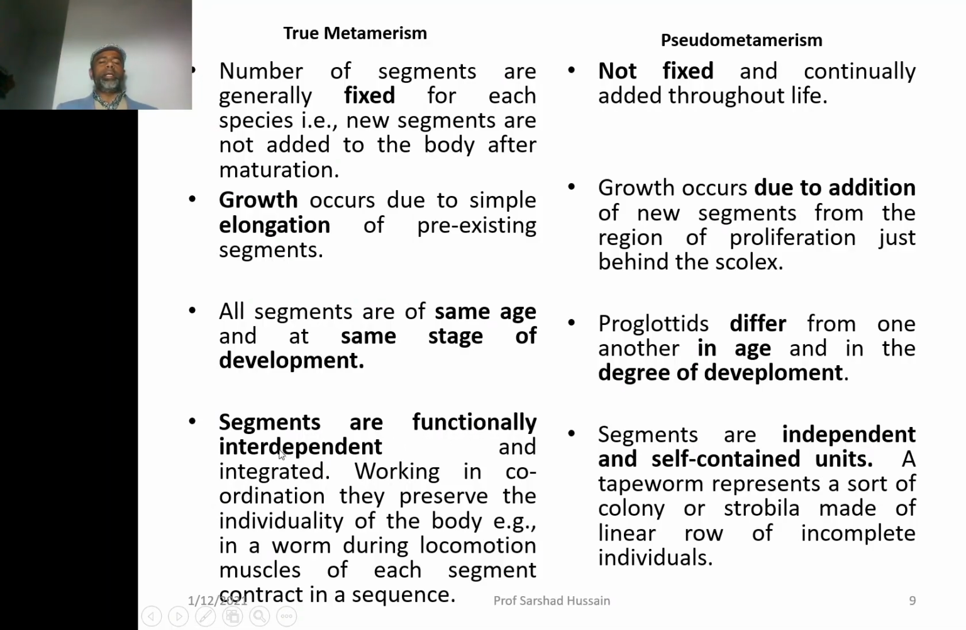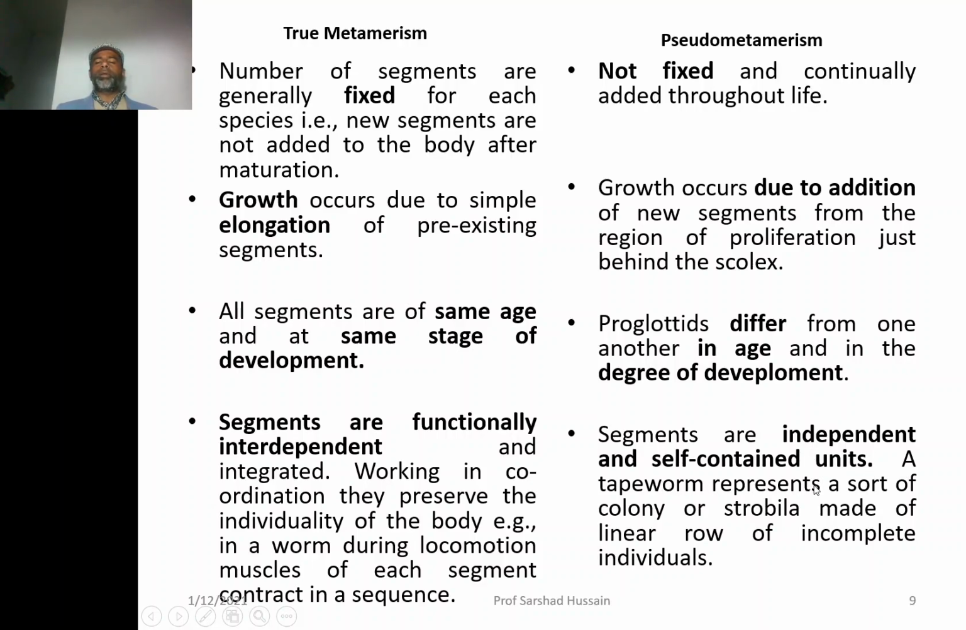Segments are functionally interdependent in true metamerically segmented animals. Though the body is segmented, the segments work in coordination with one another, so they are dependent upon each other. For example, for locomotion, the muscular contraction repeats in a sequential manner in the annelids, whereas in pseudometamerism, each segment is a separate unit. It is independent, not dependent upon the anterior one. It may detach from the body. It is just a bud which remains attached with the body.